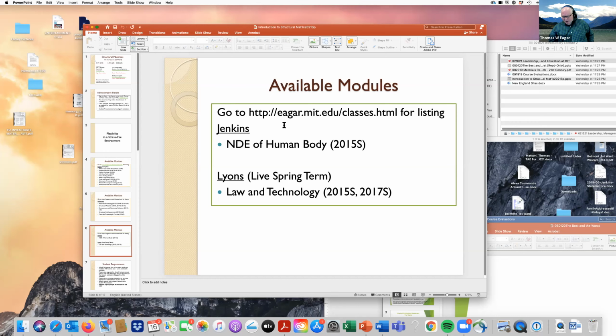But anyway, Steve Lyons has, since about 2015, been teaching in the spring term law and technology. Steve, do you want to take a second, and I'll take the screen off and turn it over. You can tell them a little bit about your module since you're here.